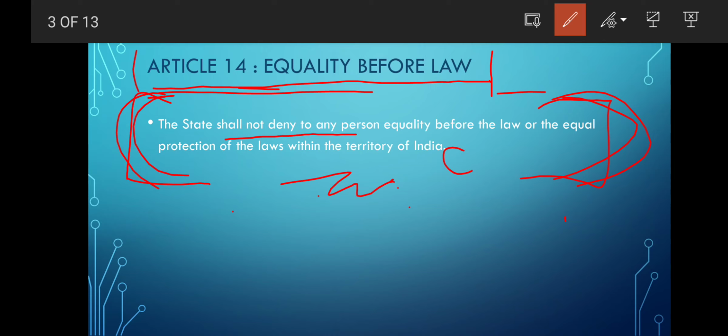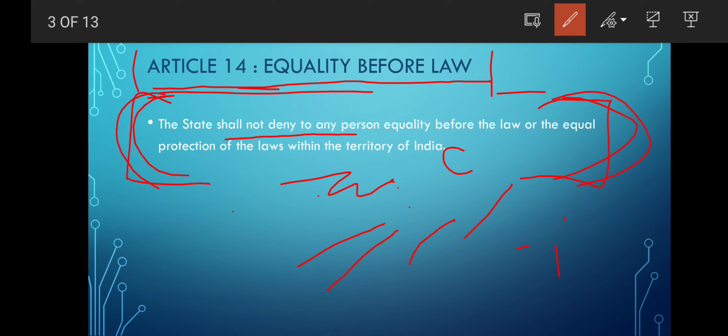So what does this Article 14 say? It says that the state shall not deny any person equality before the law or equal protection of laws within the territory of India. So the right extends to all persons, whether a citizen or a foreigner, or any company, corporation, or any societies like cooperative societies.